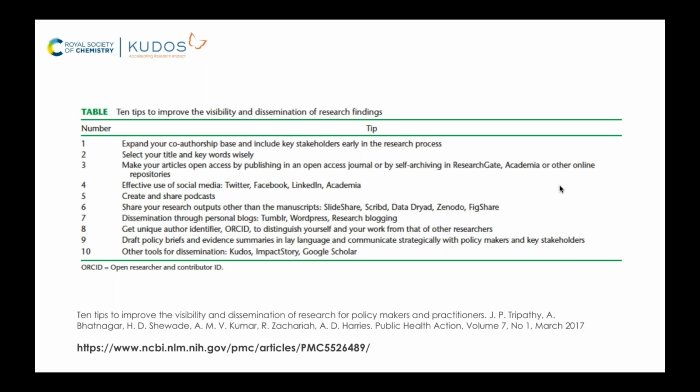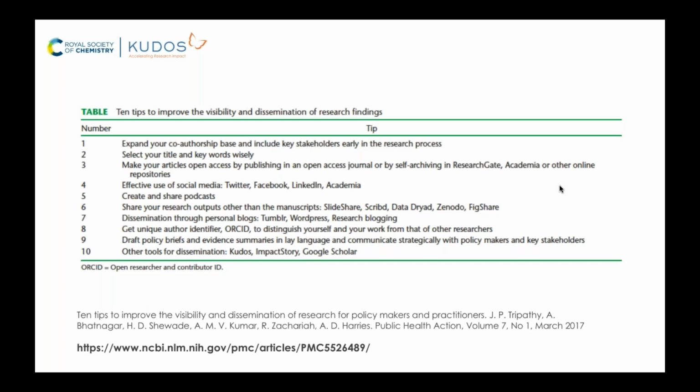Tip number 3 is consider publishing in an open access journal or a subscription journal with an open access option. This means your article is freely available to the broadest possible audience. You can also upload a copy of your article to sites like ResearchGate and academia.edu or your institution's repository, obviously subject to publisher copyright, as we discussed earlier. However, bear in mind that these services are oriented primarily towards academic audiences.